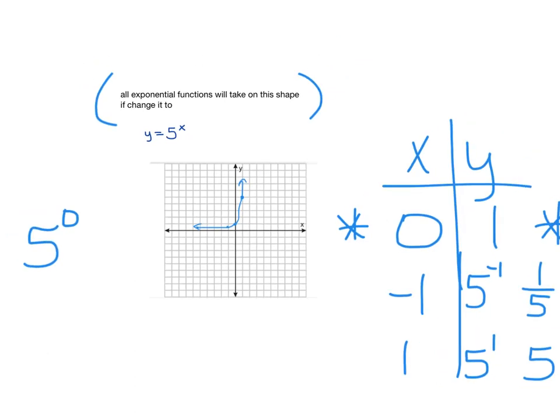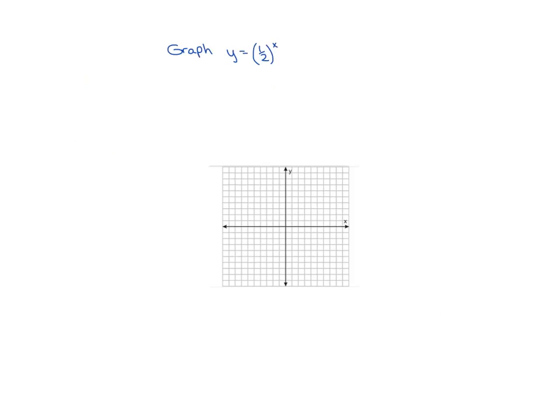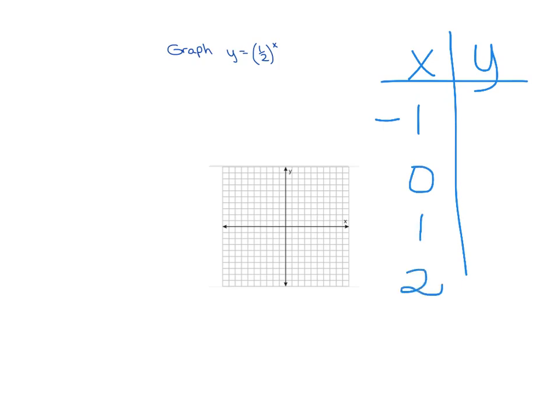So what's changing here are these, and even when you plug in a 2. Let's try another one. Okay, now we have a fraction raised to the x power. So again, we're still just doing a table of values here. So again, if I just do -1, 0, 1, and 2, if I do 1/2 to the -1 power, remember when you have a fraction raised to a negative exponent, it's like the reciprocal.